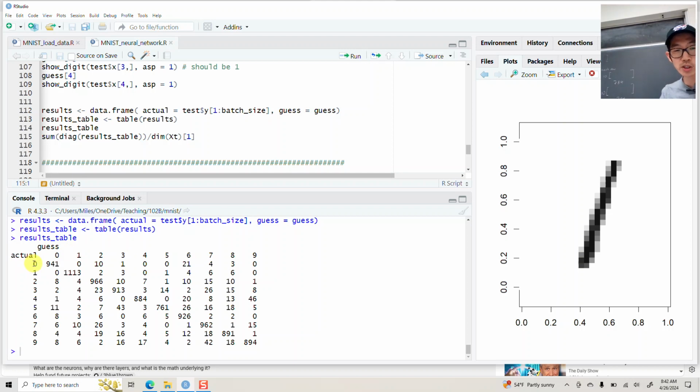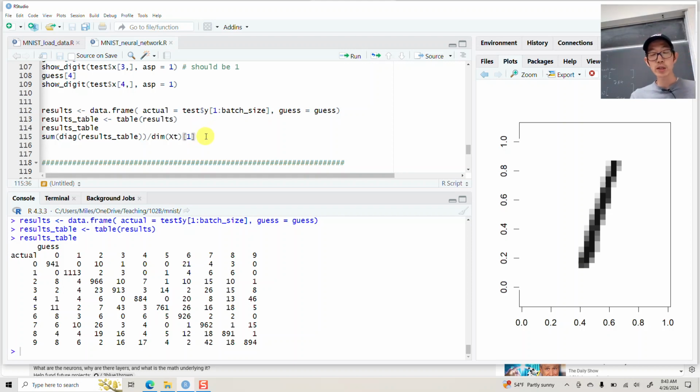So when the actual value was a 0, we guessed the number 0 941 times, okay? However, when the actual value was a 0, we guessed the number 2 10 times. We guessed the number 6 21 times. All right. When the actual value was a 1, we guessed the number 1,113 times. But sometimes we guessed other numbers incorrectly. All right. And so the diagonal is when we got it right. Anything that we got off the diagonal is when we got it wrong.